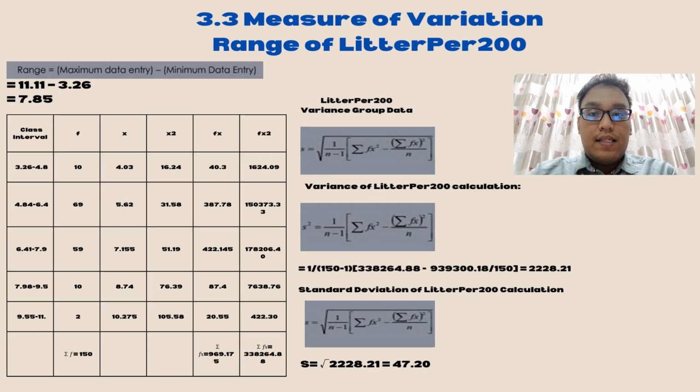Last but not least is 3.3 measure of variation. In this part, the measure of variation has two formulas, which are the range and the standard deviation. For the formula, range is maximum data entry minus minimum data entry, and we get 7.85. For the standard deviation, we get 47.20.